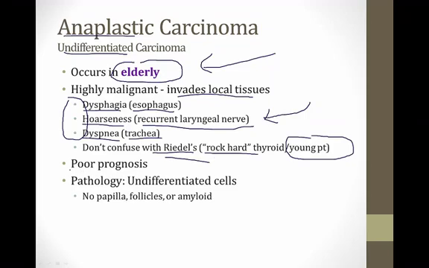When you see these types of symptoms in an elderly patient, you should think that they probably have anaplastic carcinoma, because the elderly are an unusual demographic for Riedel's thyroiditis. Anaplastic carcinoma carries a poor prognosis, and on pathology you will see undifferentiated cells. Basically, there are cells that will not form papillae like papillary carcinoma. They won't form follicles like follicular carcinoma, and you won't see any amyloid or other features to suggest medullary carcinoma. And that concludes our module on thyroid cancer.